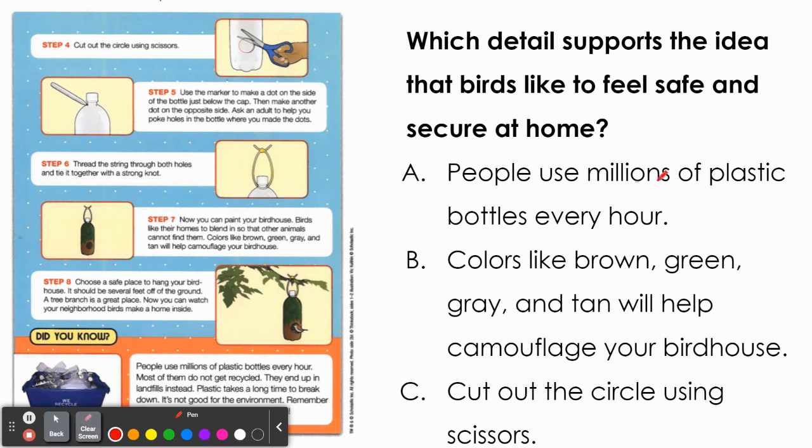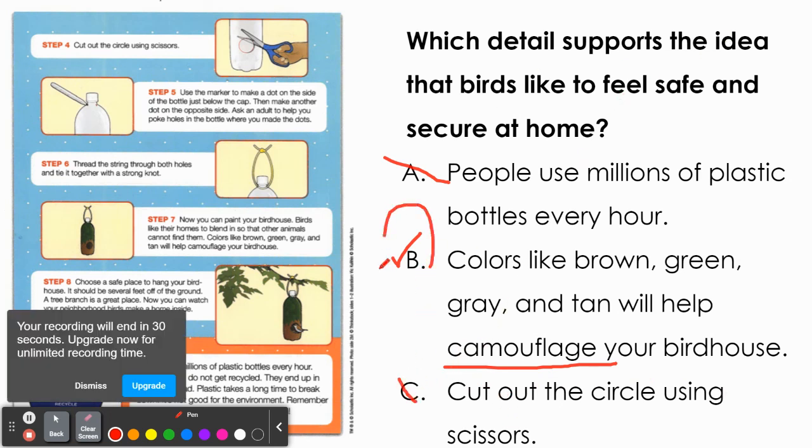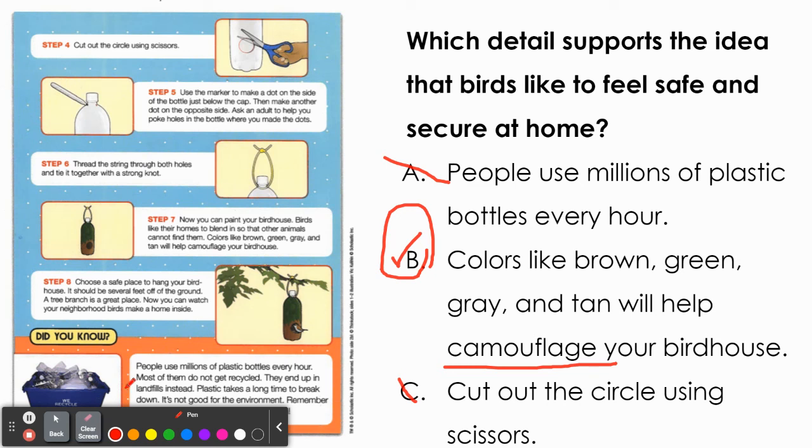So hopefully people use millions of plastic bottles. That's nothing about birds feeling safe. Brown, green, gray, and tan help camouflage your birdhouse. Does camouflage help your bird feel safe? Yes, let's keep that. Cut out the circle using scissors. Is that telling us about birds feeling safe? No. So the answer here would be B. All right, guys, good job reading this functional text, drawing some conclusions, and answering some questions.